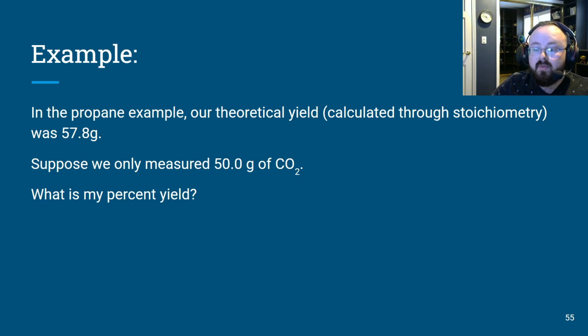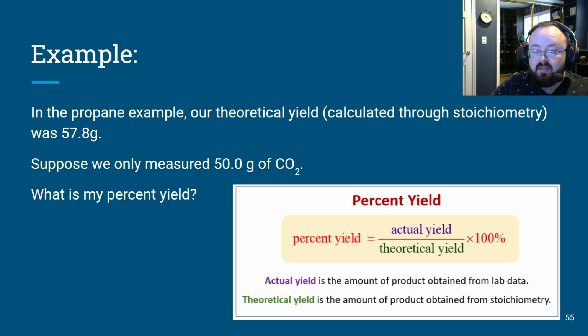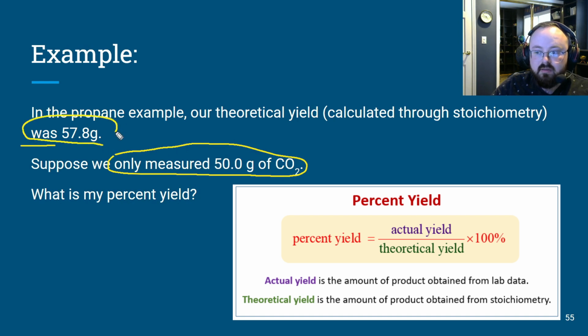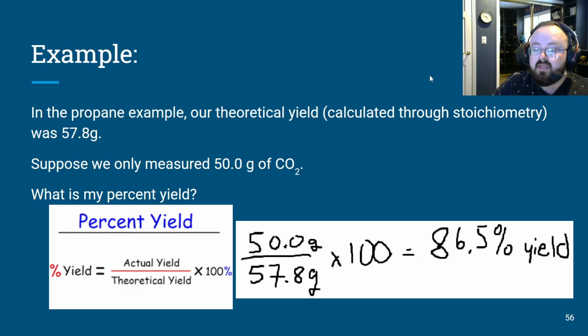So when we're talking about this formula here, the actual yield, I'd like to say that's what you measure in the lab. So this is my actual yield. My theoretical yield is this. So simply put, doing these calculations, we end up with something that looks like this, and our yield would be 86.5%. Okay?